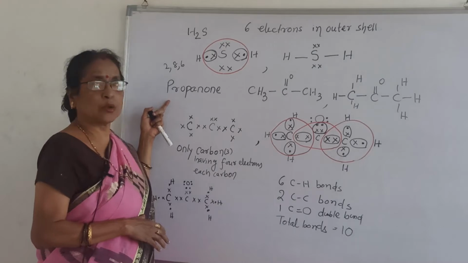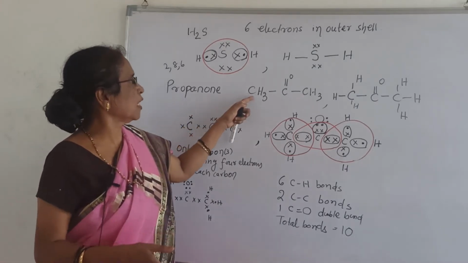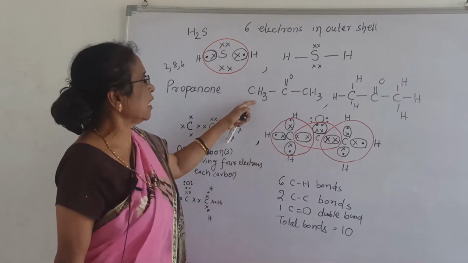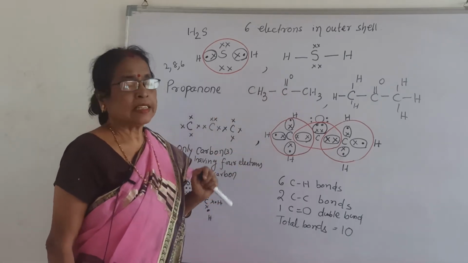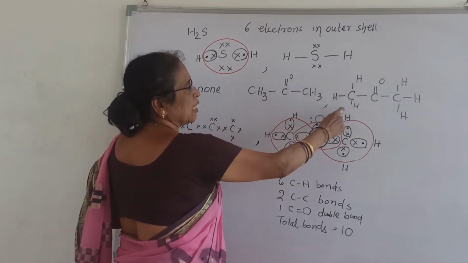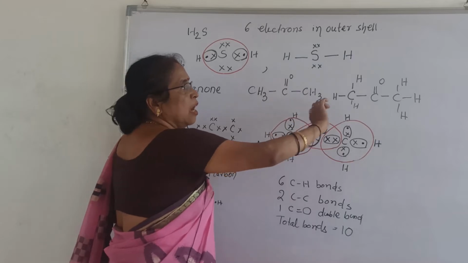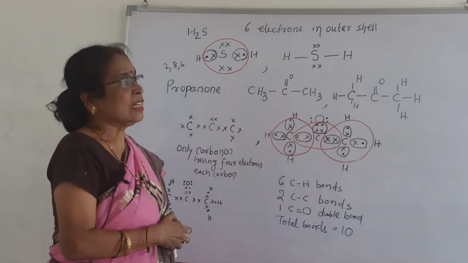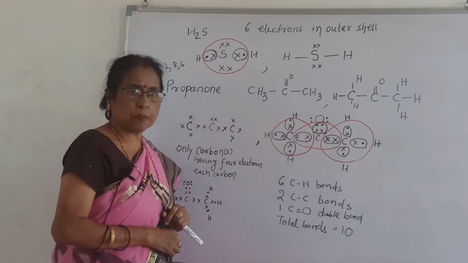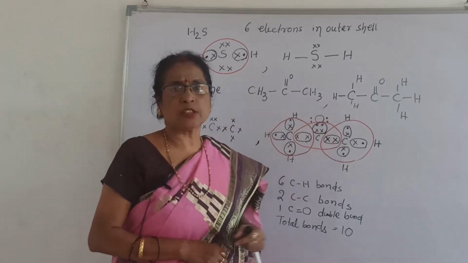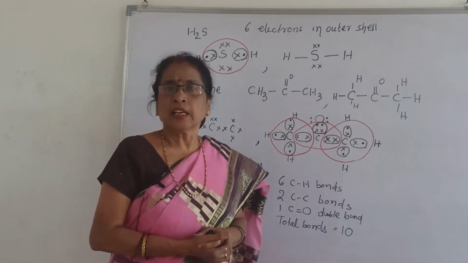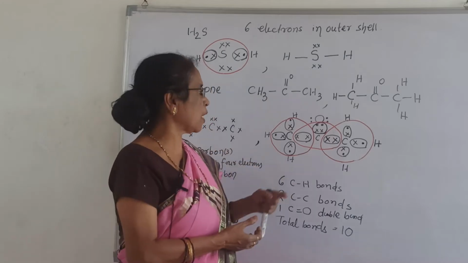Next we come to propanone. Propanone, the structure is CH3COCH3. If you expand this, here 3 hydrogens, here C double bond O, and the right side also 3 hydrogens. That means we should remember this is the propanone structure, this is the expanded structure. Then only can we proceed easily to the electron dot structure of propanone.